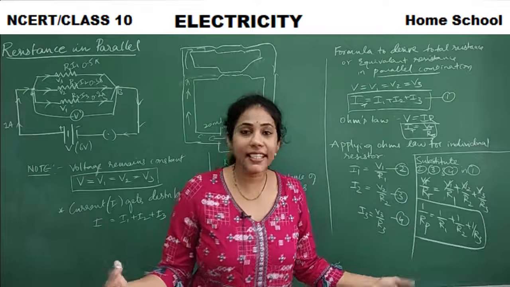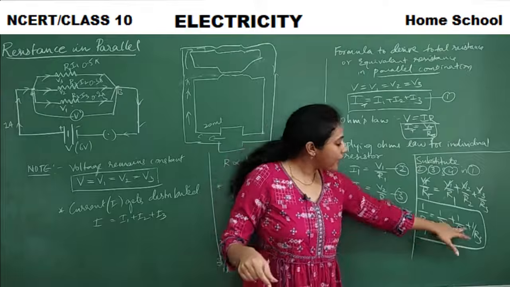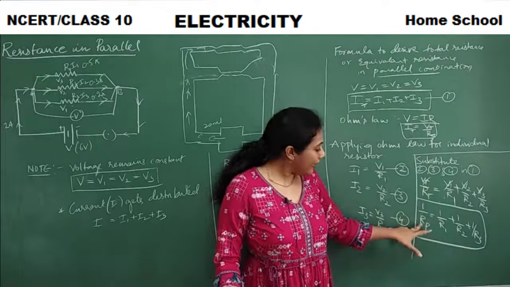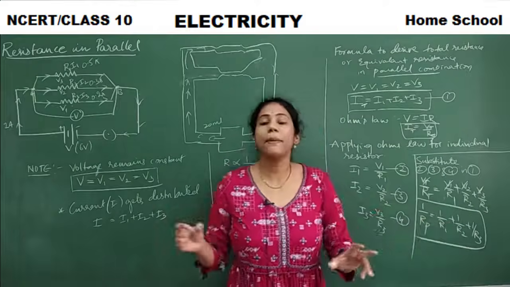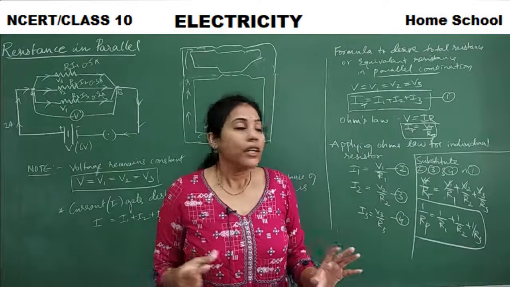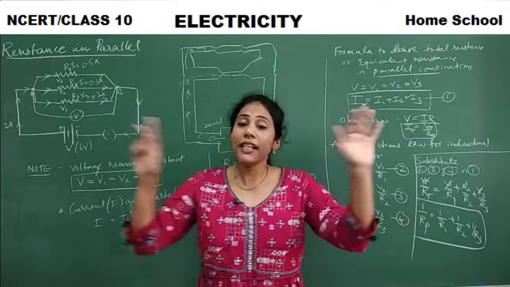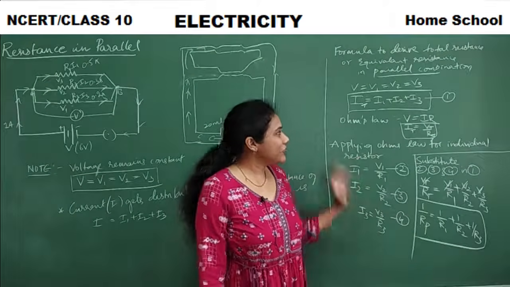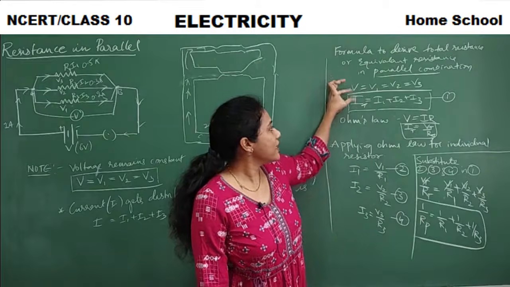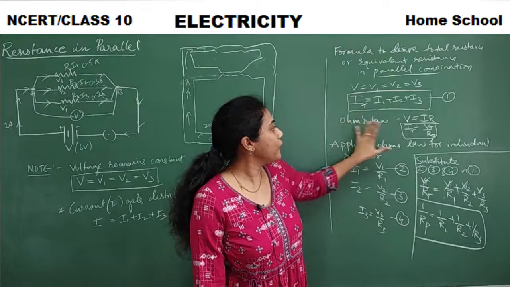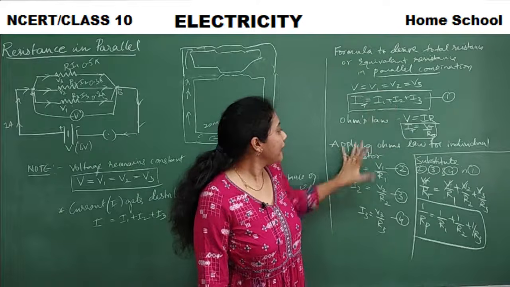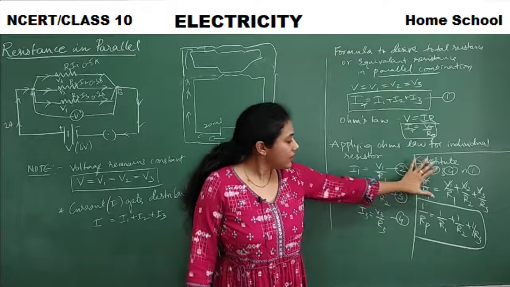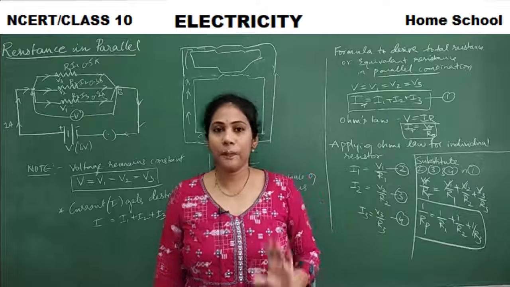How did we calculate it in series? Rs is equal to R1 plus R2 plus R3. It is exactly opposite, that is, reciprocal. So 1 by Rp is equal to 1 by R1 plus 1 by R2 plus 1 by R3. This is the formula to calculate the total resistance in a parallel combination. A very simple derivation: the voltage is constant and the current is distributed. Applying Ohm's law for the total current as well as for the individual resistors and substituting in this equation, we get the total resistance formula.